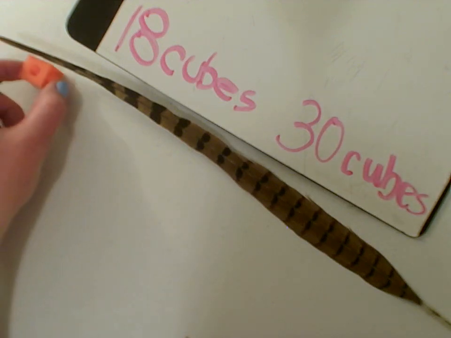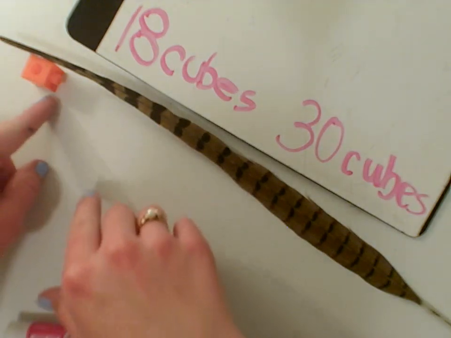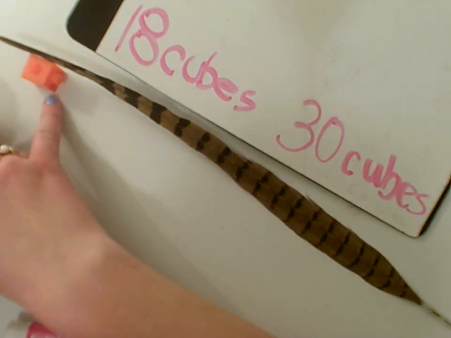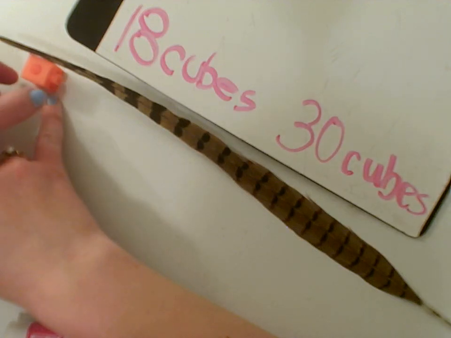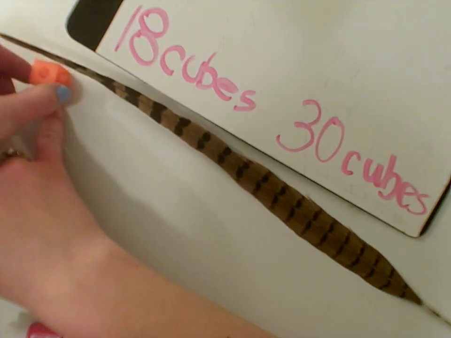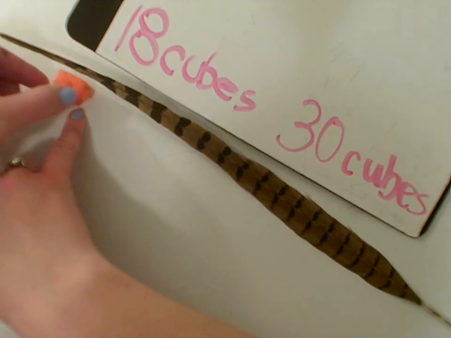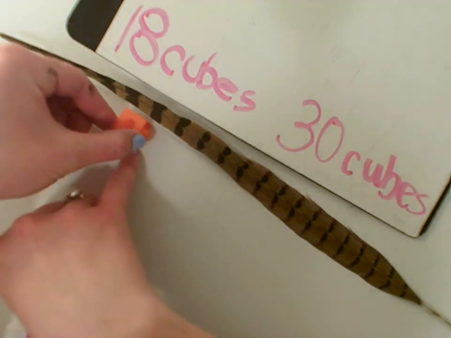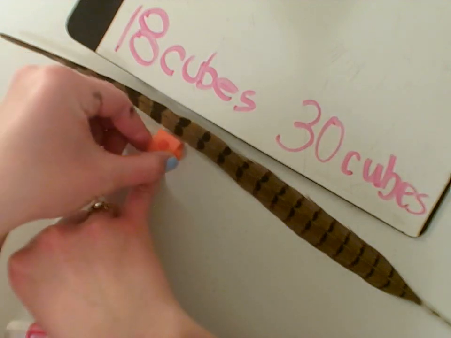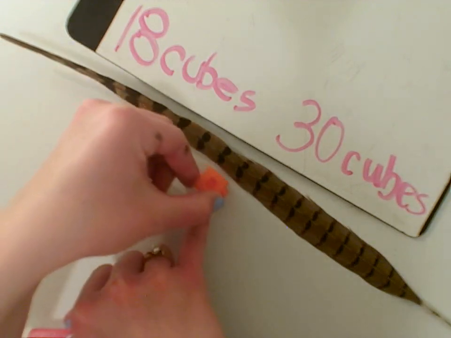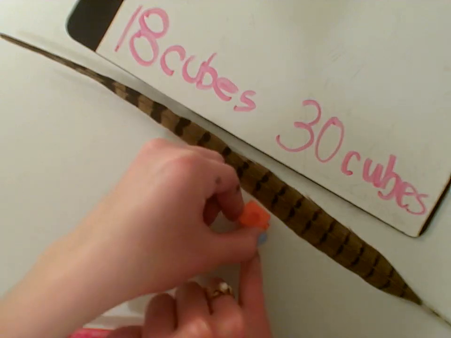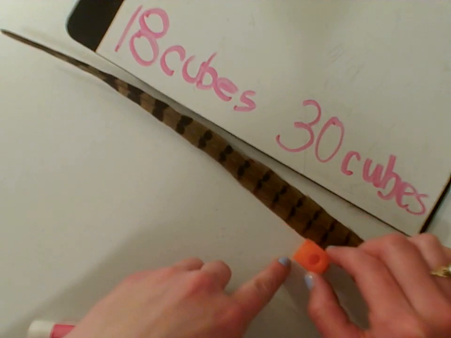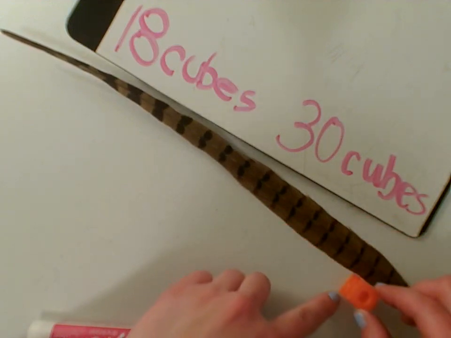1, 2. Sometimes if I only have one block, which is what you have, I just like to mark my place where I ended, and then place it again. So 3, 4, 5, 6, 7, 8, 9, 10, 11, 12, 13, 14, 15, 16, 17, 18.